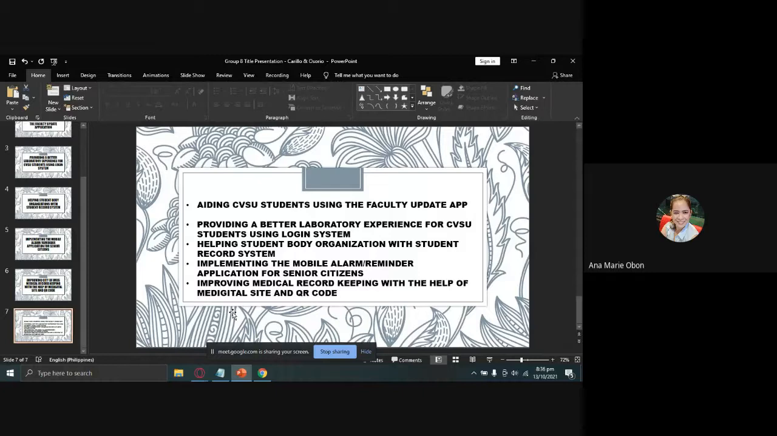Okay, yung improving medical record keeping with the help of medigital site and QR code. On what particular group or organization will this be applied for? Is this for the barangay health? Is this for the private? Is this for the clinics or the lying in? Saan mo siya na foresee to apply or to get the business process?